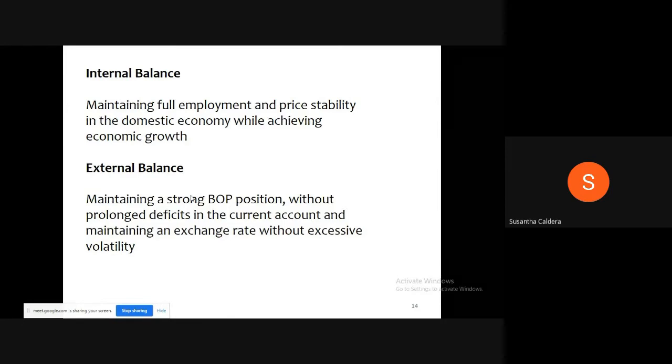Internal balance is maintaining full employment and price stability in the domestic economy while achieving economic growth. External balance is maintaining a strong BOP position without a prolonged deficit in the current account, and maintaining an exchange rate without excessive volatility.